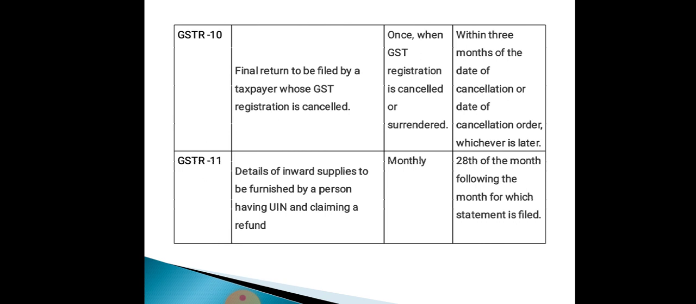GST return 11: details of inward supplies to be furnished by a person having a unique identity number and claiming a refund.